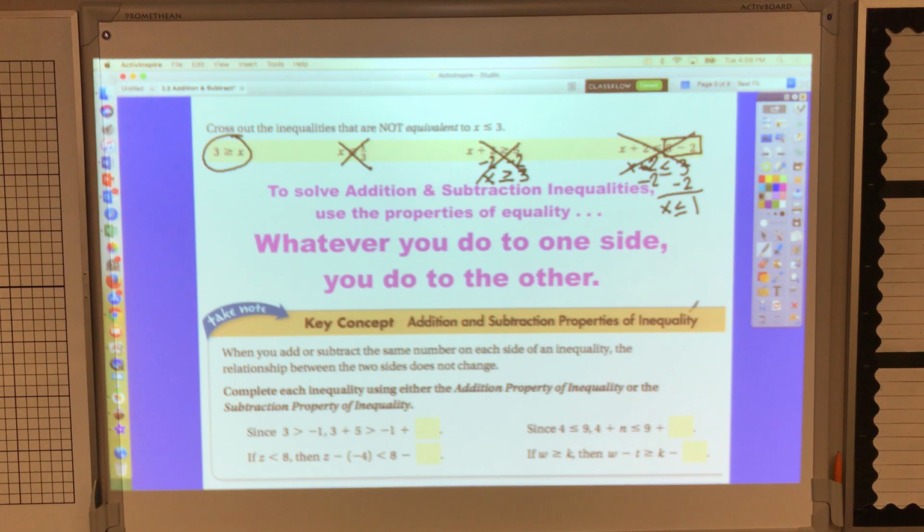When we are solving inequalities with addition or subtraction, we just use our properties of equality, so whatever you do on one side, you do to the other. We have to show that they are still equal. Our key concept today: when you add or subtract the same number on each side of an inequality, the relationship between the two sides does not change, meaning those two sides stay equal. Whatever you do to one side, you have to do to the other.